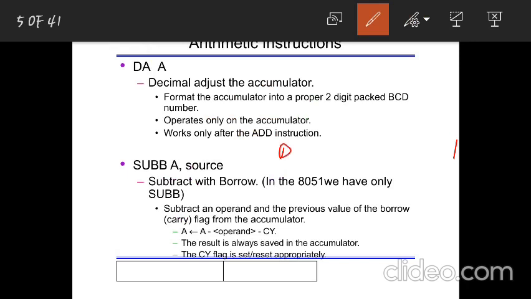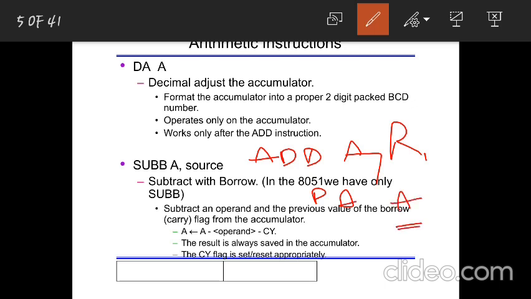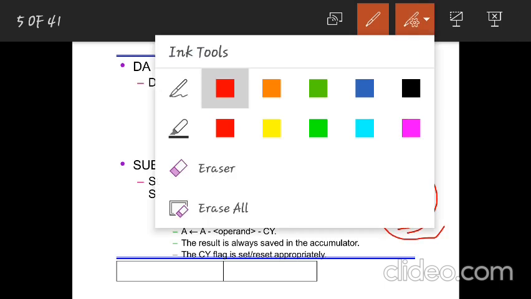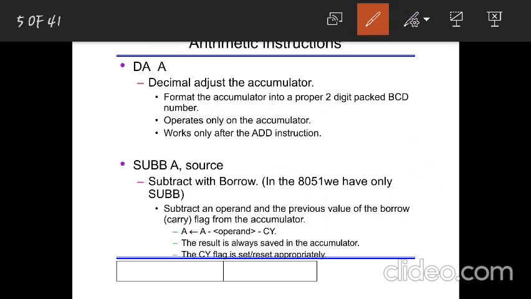If you write ADD A, R1, then after this you should also write DAA. DA is nothing but decimal adjust, and A is the accumulator. So the result is always stored in the accumulator after addition, and you need to do this decimal adjust on the accumulator. How we need to do that, we'll see the operation.